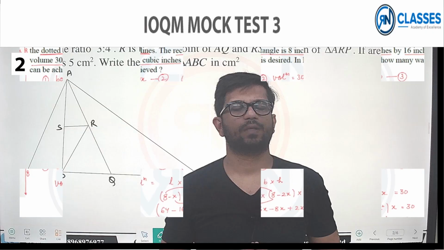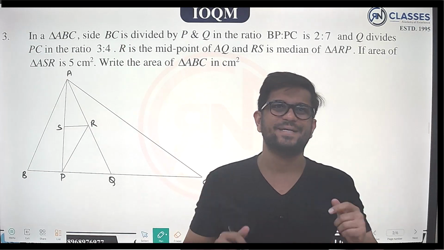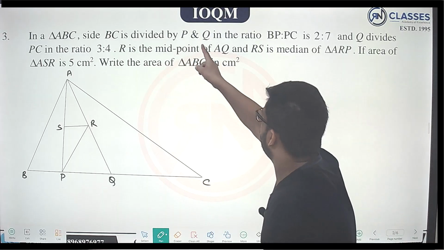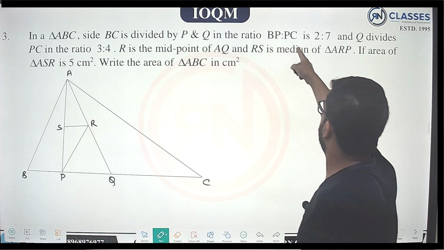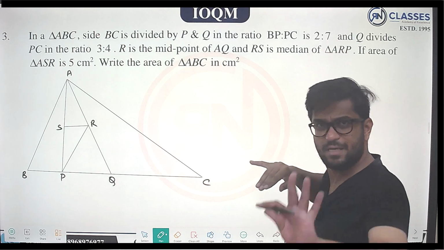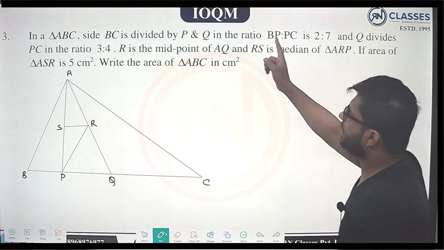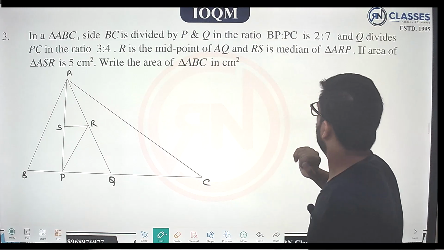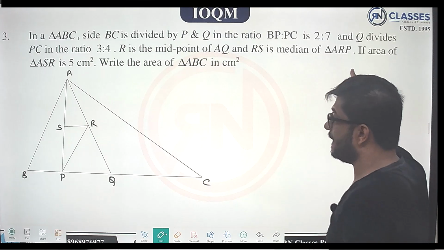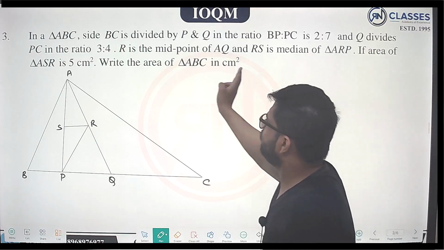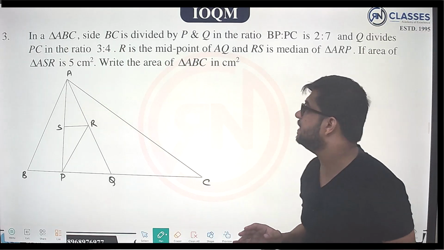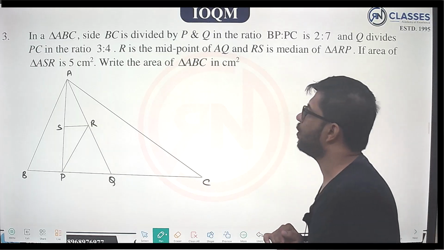इतना छोटा क्वेश्चन था, राइट। Question number 3. In triangle ABC, BC is divided by P and Q in the ratio BP to PC is 2:7. And Q divides PC in the ratio 3:4. R is the midpoint of AQ. RS is the median of triangle ARP. Area of triangle ASR is 5. Write the area of triangle ABC in centimeter square.